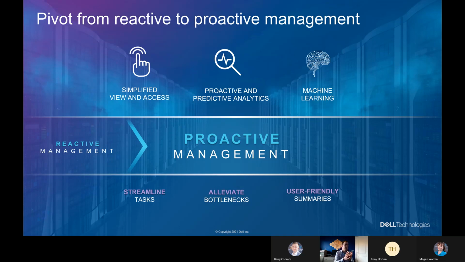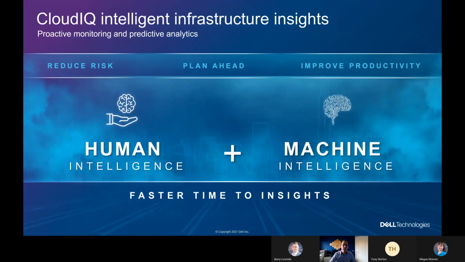So as I say, it's about pivoting from the reactive to the proactive style, and in order to do that, we combine the best of human intelligence with machine intelligence. The machine intelligence comes from the machine learning algorithms, which we're going to take a closer look at. And the human intelligence comes from the operators, the people actually using the tool, interpreting the data that it gives them and using that to generate real results.